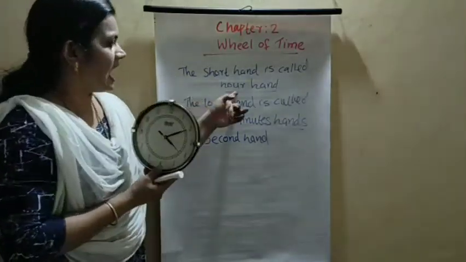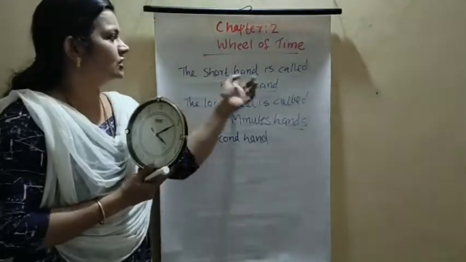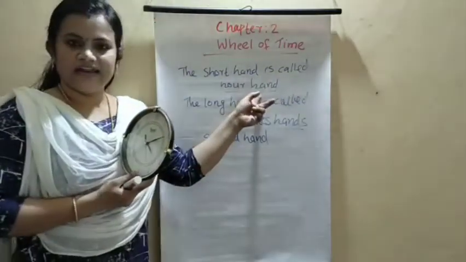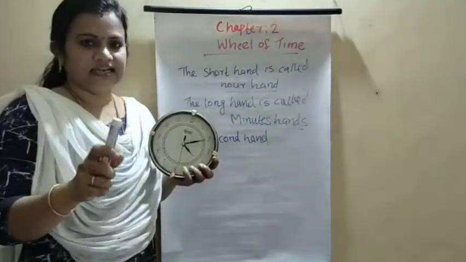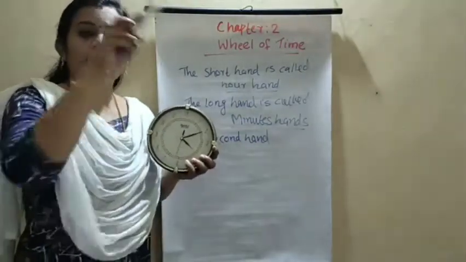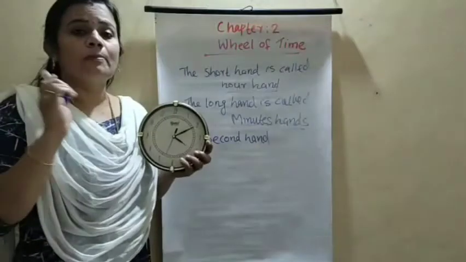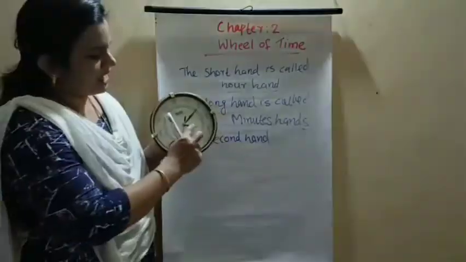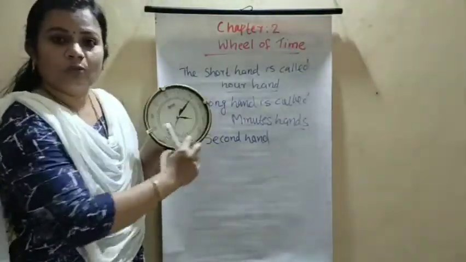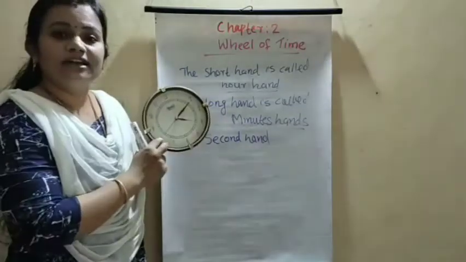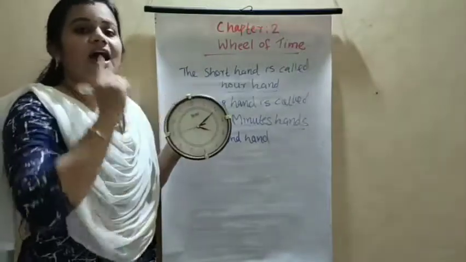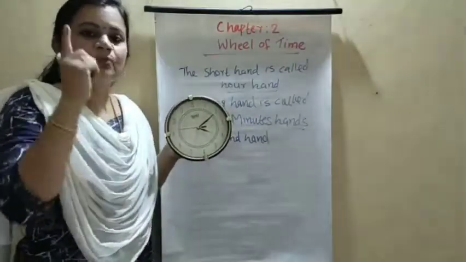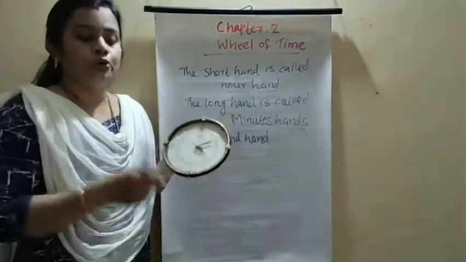Then the shorthand. This is our hand. Shorthand is called the hour hand. The hour hand completes one rotation in how many hours? This is the hour hand. The hour hand completing one rotation is called what? The hour hand completes one rotation in 12 hours.